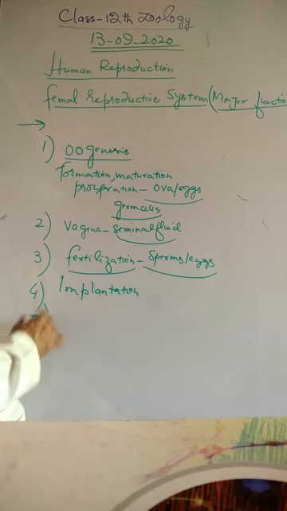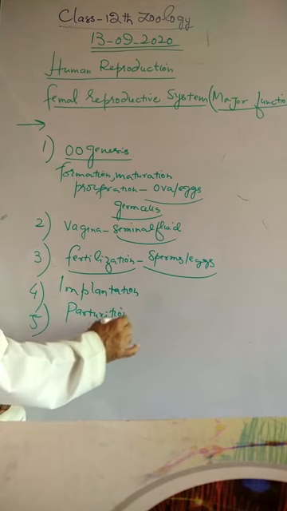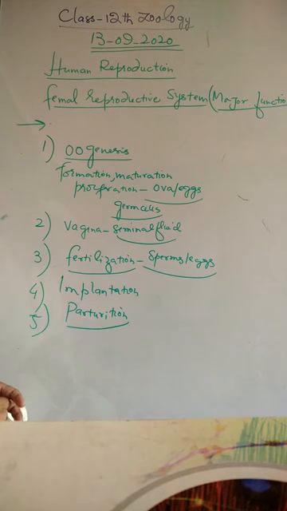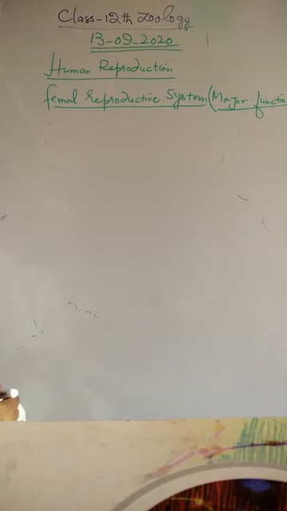One more function associated is parturition. Parturition is the process of ejection or leaving out the young one after embryonic development through the female reproductive tract. This is also associated with the female reproductive system. And one more thing is hormonal control in the female reproductive system, that is, the hormones associated with the ovary and other organs and their control.